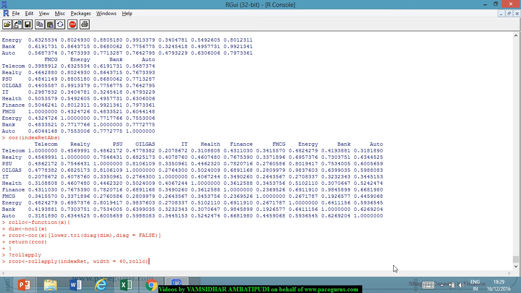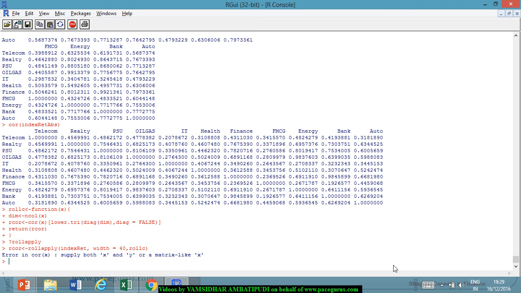So this is what I'm getting as a part of the output: error in correlation of X.